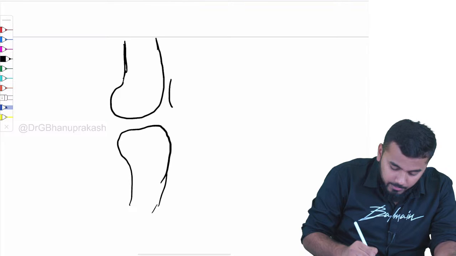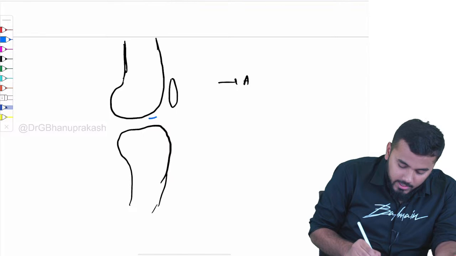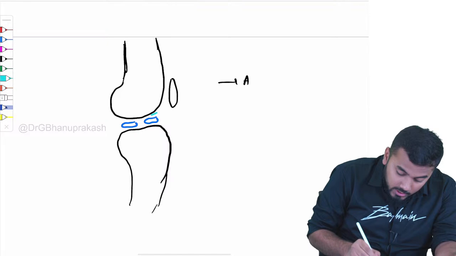So this will be your patella. It means this is the anterior side, right? And I have already told you that we have got medial menisci, we have got lateral menisci like this. And surrounding that, what did I tell you? We have got a capsule like this. This is called a synovial capsule.